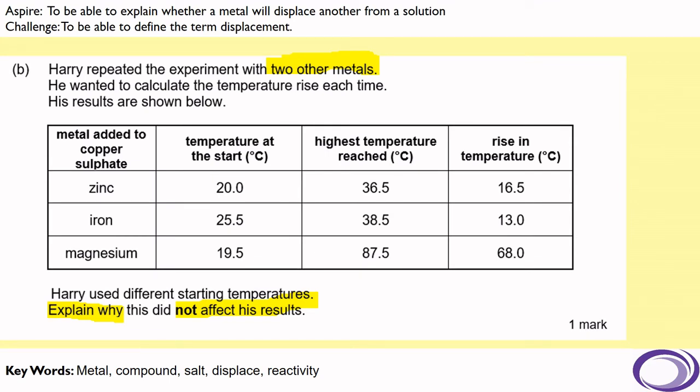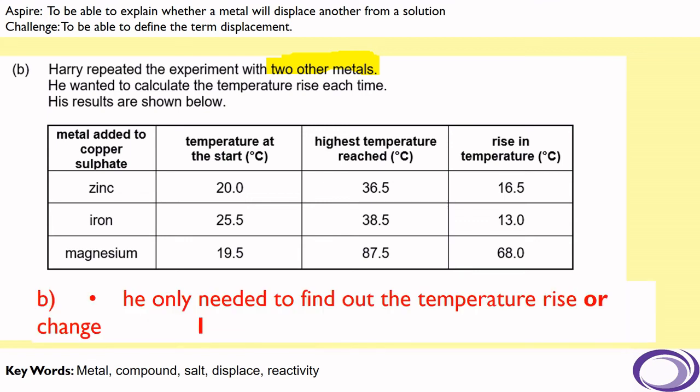So then you were given some results and asked why it didn't matter that Harry used different starting temperatures, and it's because he only needed to find out the rise or the change. Because he was finding the change in that temperature, it doesn't matter that he had a different temperature at the start, because it's the change that he's using to compare.